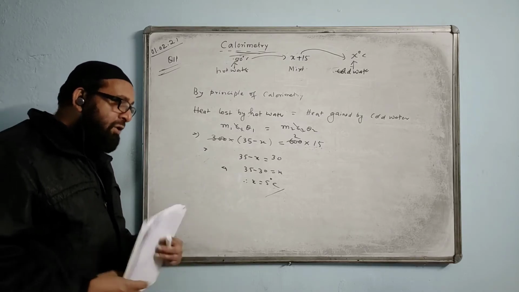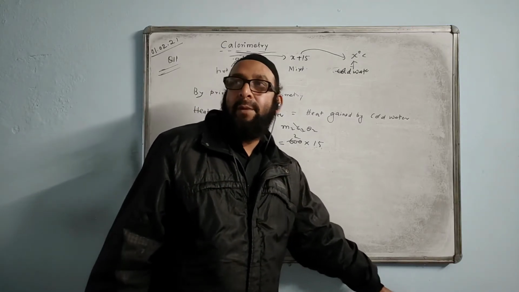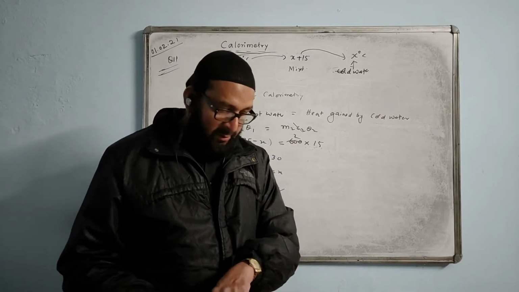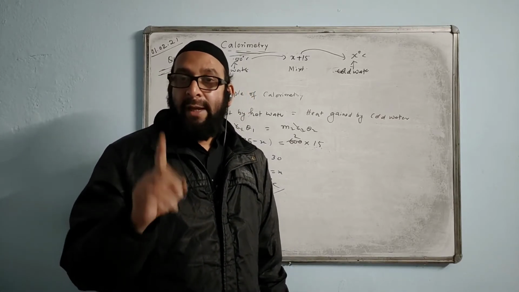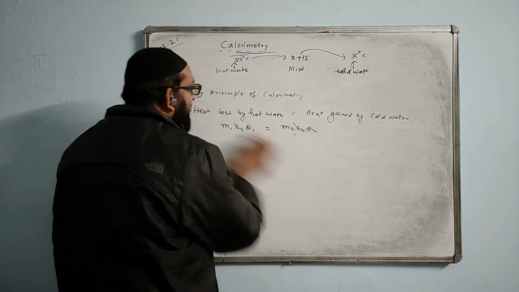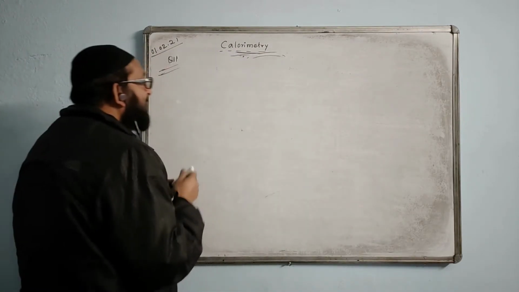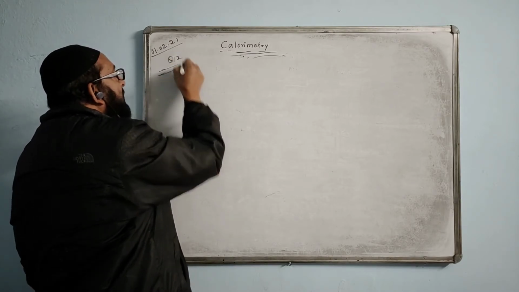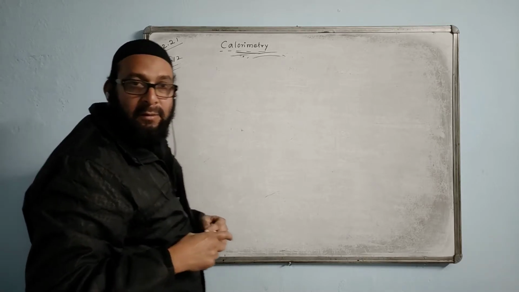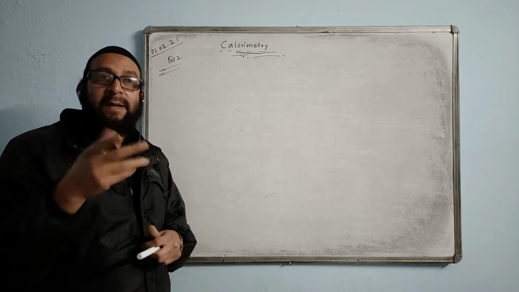Now I will discuss the question when there will be change of state involved, like ice melting, and maybe water boiling into steam. Whenever there is change of state, that time we use the formula H is equal to M into L. Latent heat will come. So I have given one question. Question 12 says, find the amount of heat required to convert 10 gram of ice at minus 10 degrees Celsius into steam at 100 degrees Celsius.